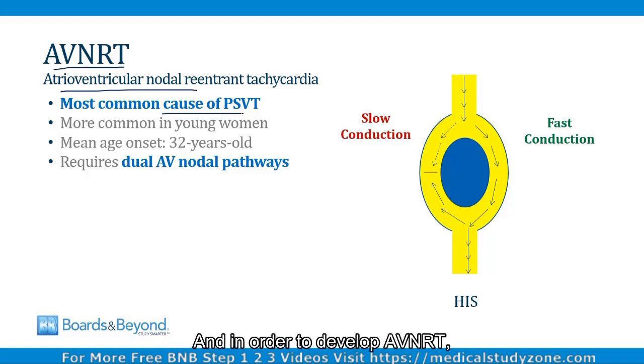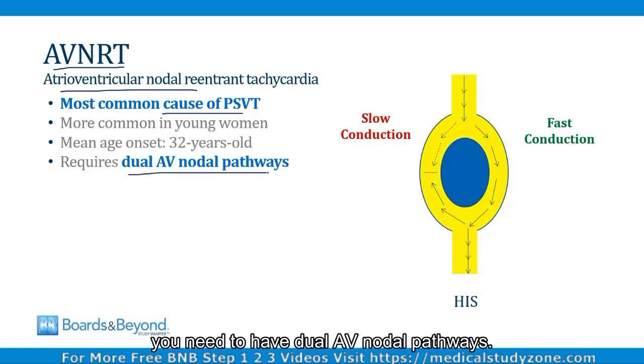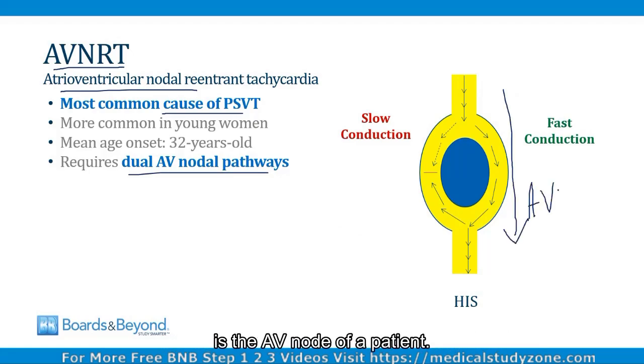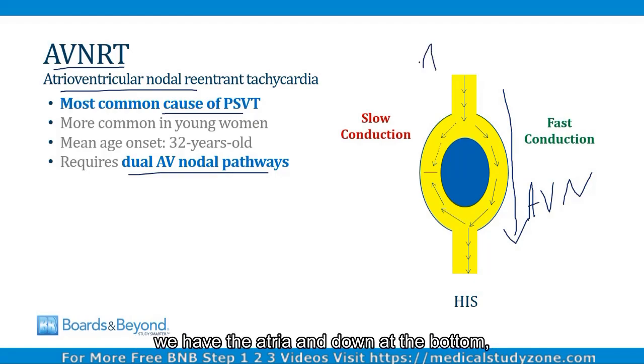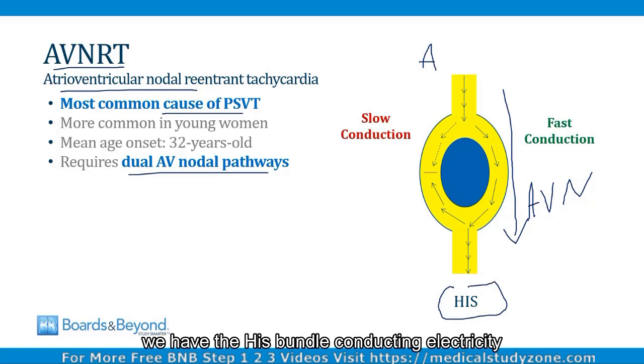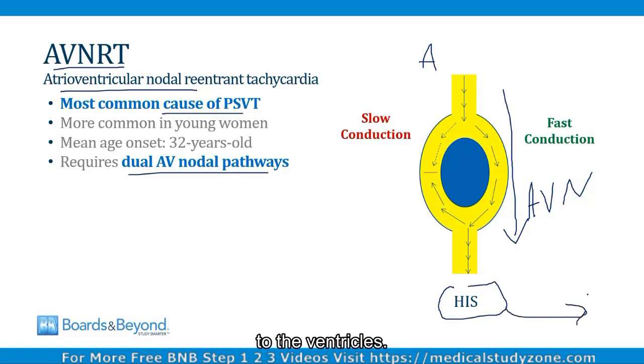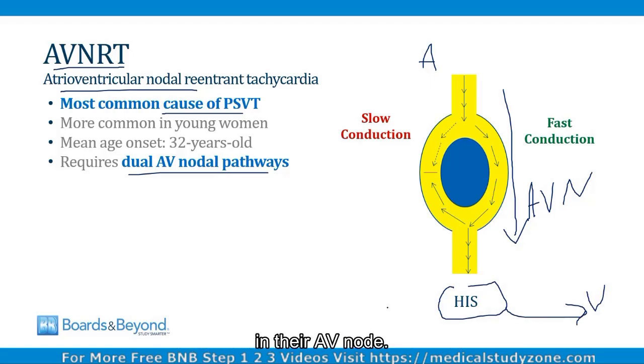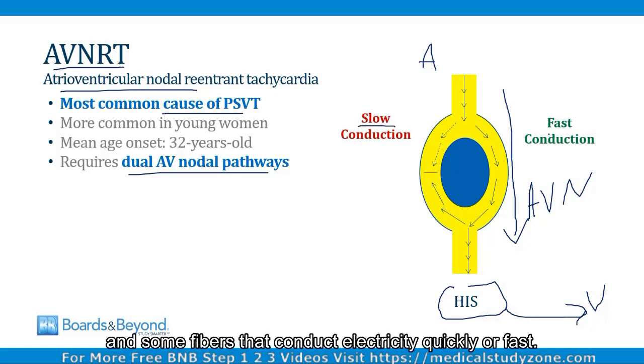In order to develop AVNRT, you need to have dual AV nodal pathways. So what do I mean by that? I want you to look at the right side of the screen, and imagine that everything in yellow here is the AV node of a patient. Then imagine that up at the top we have the atria, and down at the bottom we have the His bundle conducting electricity to the ventricles. People who develop AVNRT have dual pathways in their AV node. That means that there are some fibers that conduct electricity slowly and some fibers that conduct electricity quickly or fast.